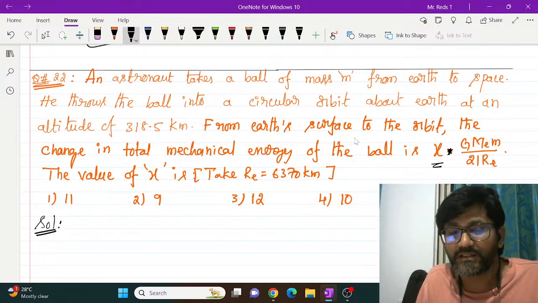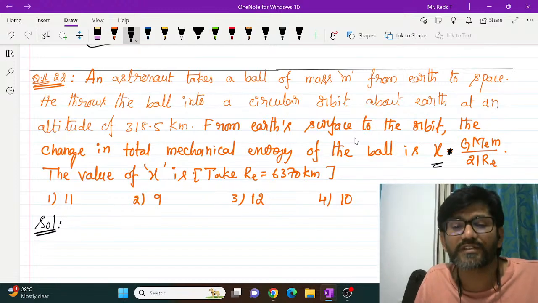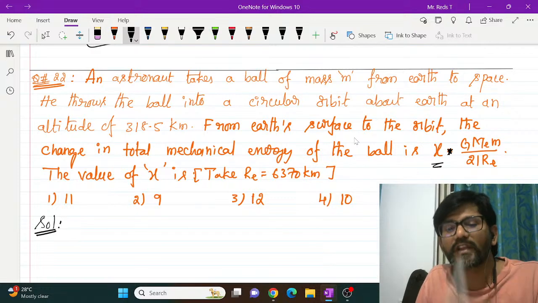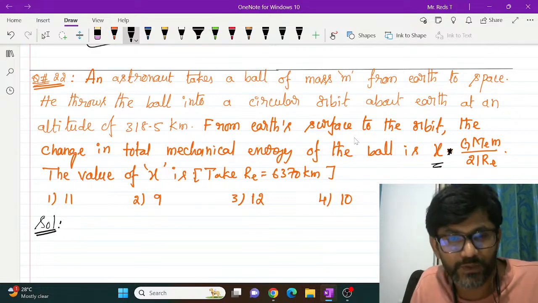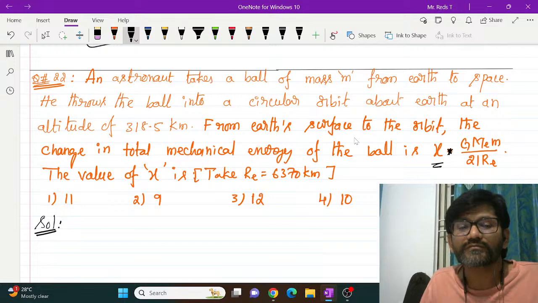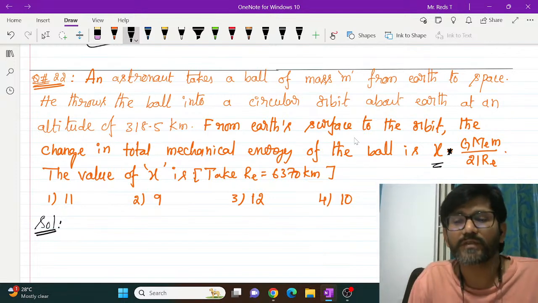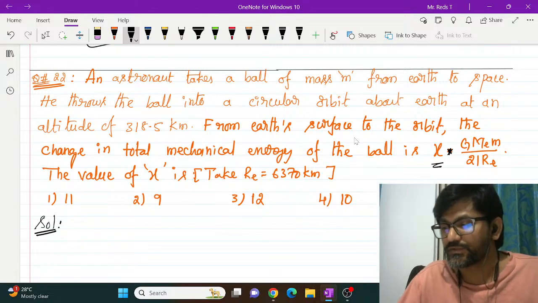Take R_E, radius of Earth, as 6370 km. Usually we approximately take the radius of Earth as 6400 kilometers, since 370 is approximately 400, so 6400 kilometers for normal calculations. But in this particular case you have to take this value and then calculate. So this kind of question you have to do properly with the calculations also.